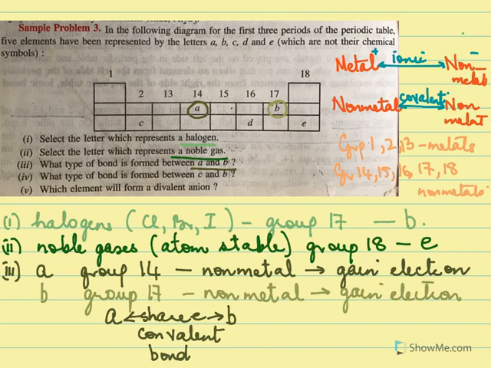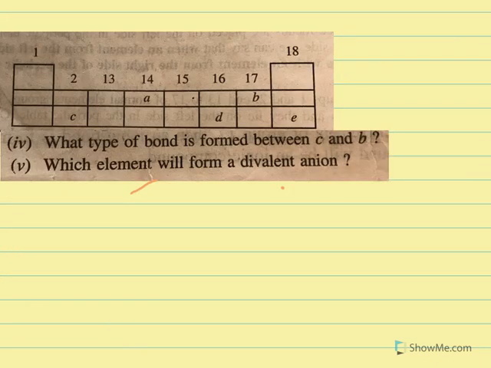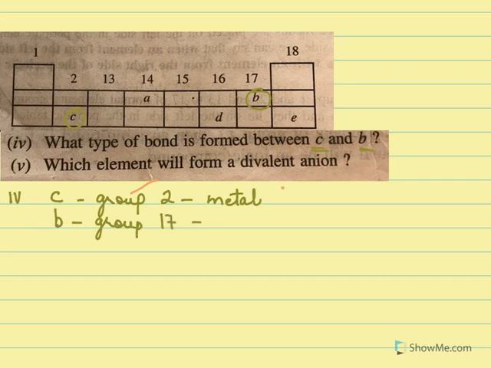Non-metals gain electrons. What type of bond is formed between C and B? So C, group 2, metal, and B, group 17, non-metal. So C is a metal, it loses electrons, and because it loses electrons, it forms a positive cation.